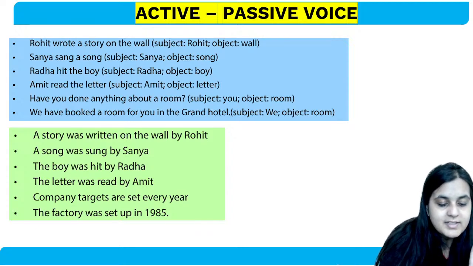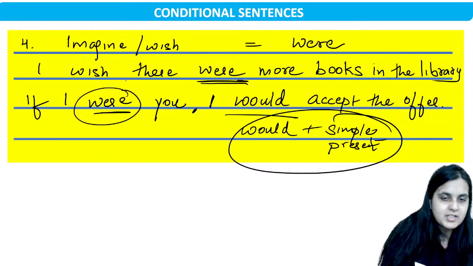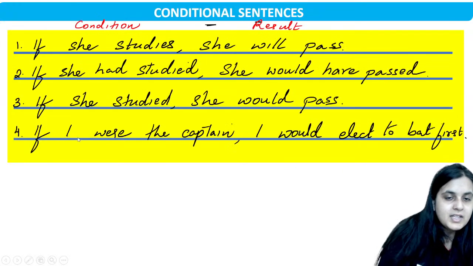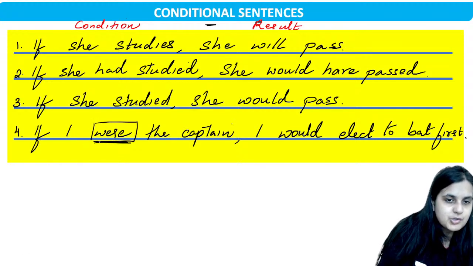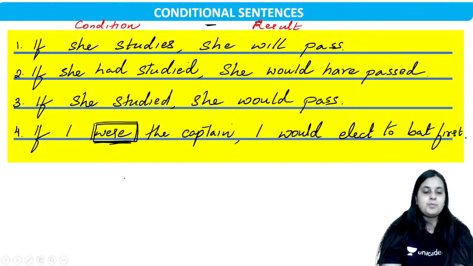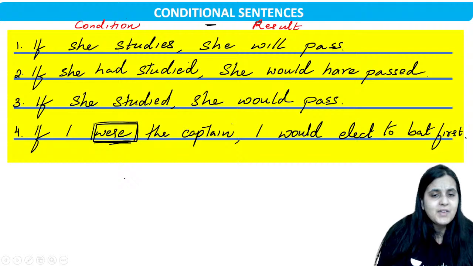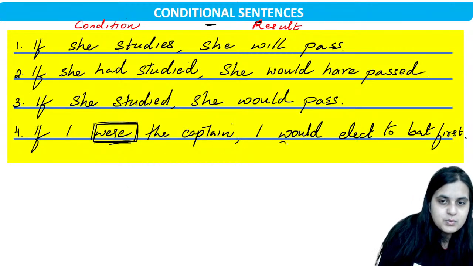The fourth conditional sentence, sure Shivani. Whenever you imagine or you wish to be someone else, for example, यहाँ पे भी देखो. If I were the captain, you imagine or wish to be someone else. You don't say if I am the captain, if I was the captain, नहीं. पहले तो whenever you imagine or wish, you will always use were. If I were the captain, if I were the president, if I were the prime minister, if I were the actor in this film, then you will always use would and you will use simple present tense.